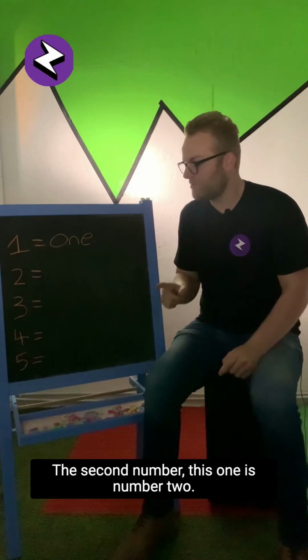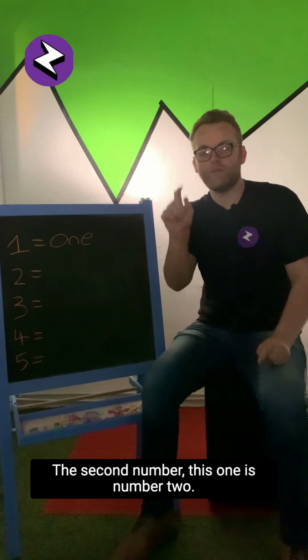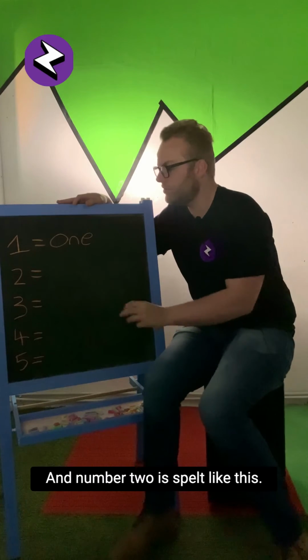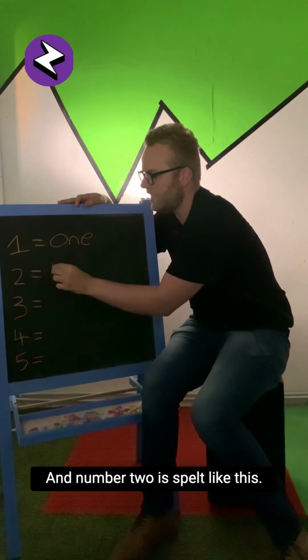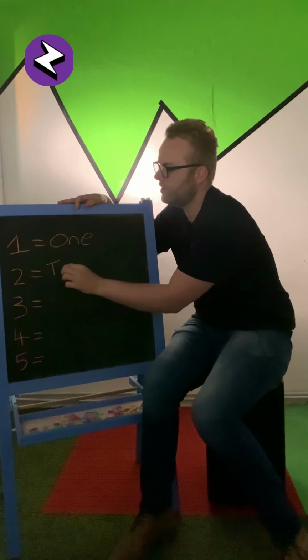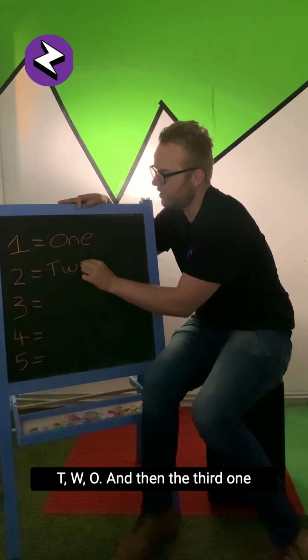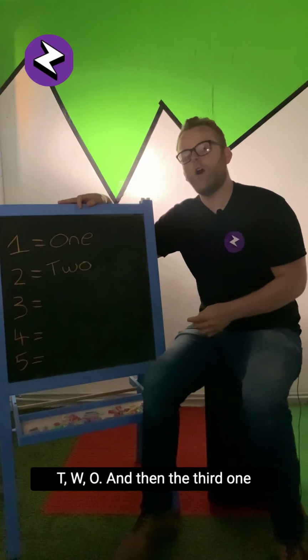So the second number, this one, is number 2. And number 2 is spelt like this: T, T, W, W, or O, O.